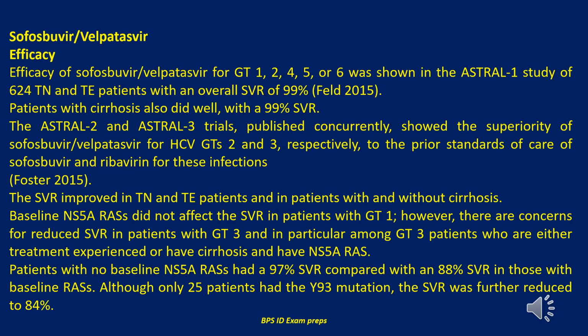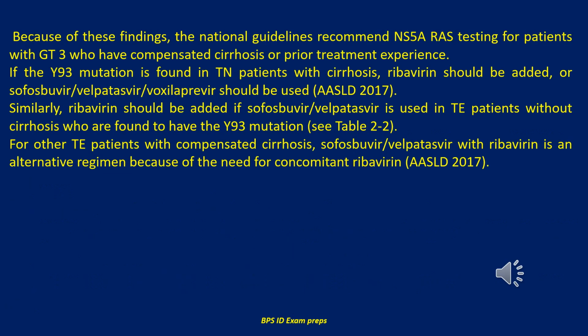NS5A/RAS. Patients with no baseline NS5A/RASs had a 97% SVR compared with an 88% SVR in those with baseline RASs. Although only 25 patients had the Y93 mutation, the SVR was further reduced to 84%. Because of these findings, the national guidelines recommend NS5A/RAS testing for patients with genotype 3 who have compensated cirrhosis or prior treatment experience.